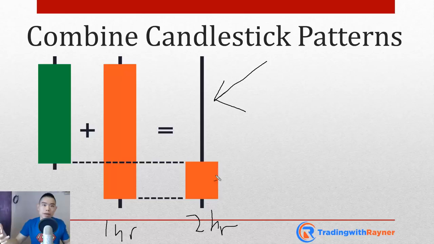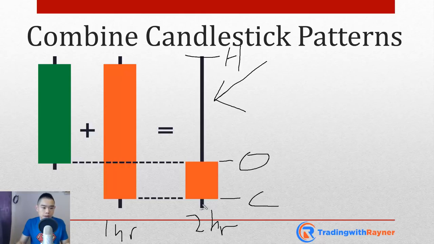Very simple. A 2 hour candle simply identifies what's the high over the last 2 hours, what is the low over the last 2 hours, the opening price of the first hour, and the closing price at the second hour. Simple. So if you look at this, this is essentially the open, this is the close, this is the highs, let's call it H, and this is the lows, let's call it L.